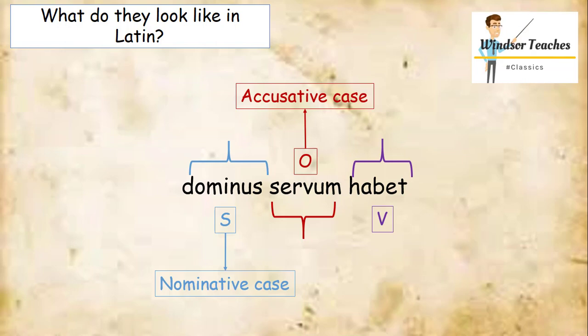This is a departure from English word order, as we always say our subject first, then our verb, and then our object towards the end. We say the master has the slave, subject, verb, object. However, in Latin, that word order is flipped. The subject goes first, and then the object being acted upon, and then the verb.